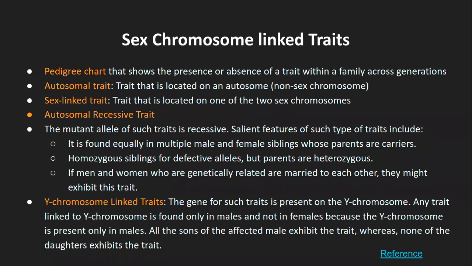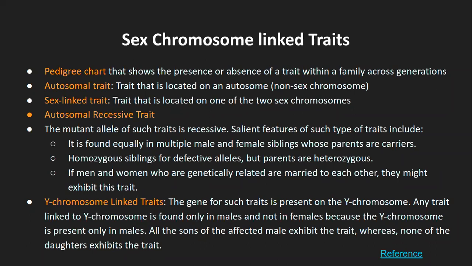So parents are heterozygous, that means they have one good copy and one mutated copy of the allele. The mutated copy of the allele is passing down to the next generation, to the children. And then the siblings are homozygous, because both of the alleles are defective, and they are getting one from each parent. So that's why homozygous siblings for the defective allele.